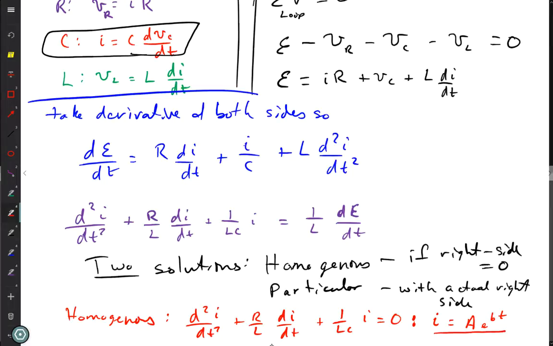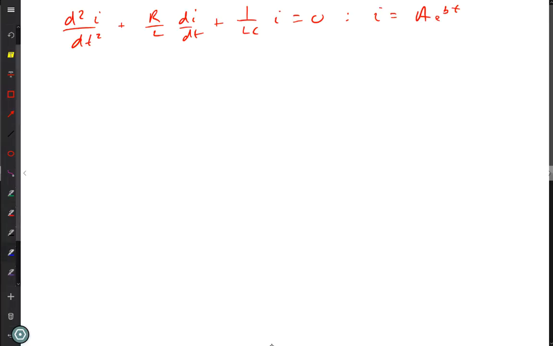So given this I here, the first derivative, bring down the b. So the first derivative is bi. Second derivative, bring down another b, it's b squared I. And so if I substitute those in, I'm going to have d second I dt squared plus r over L di dt plus 1 over LC I equals 0, with I equals a e to the bt. Substituting that in, I will have now an equation that says b squared I plus r over L bi plus I over LC equals 0.